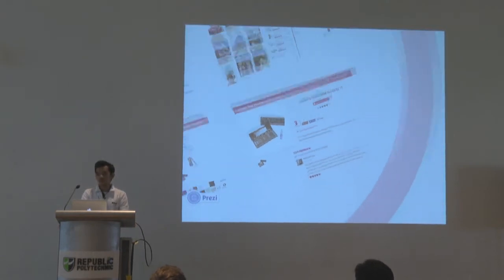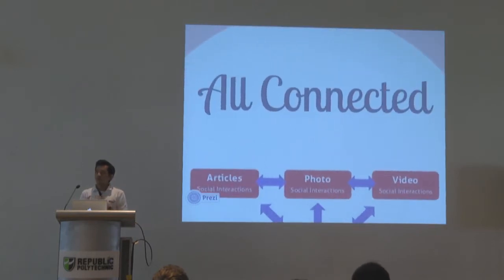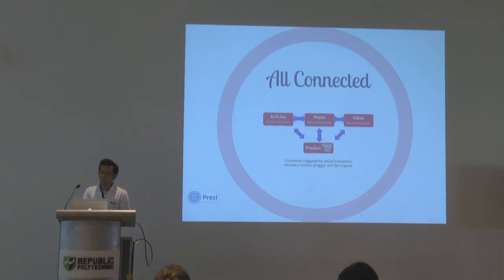And how about the social commerce? We connect all items, all sections in Beauty Plan to the products. So if you see detailed articles, you will see what product we use in this article and what product is used in these photos and these videos. This method will trigger commerce through the social interaction between the visitors, bloggers, and also the experts.